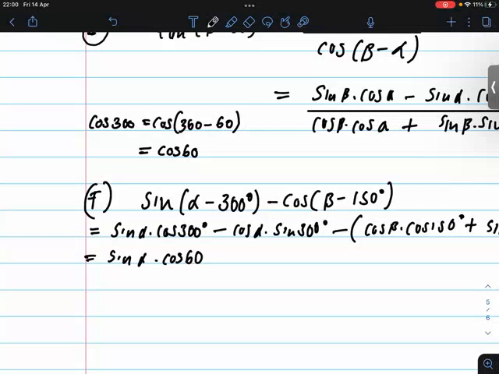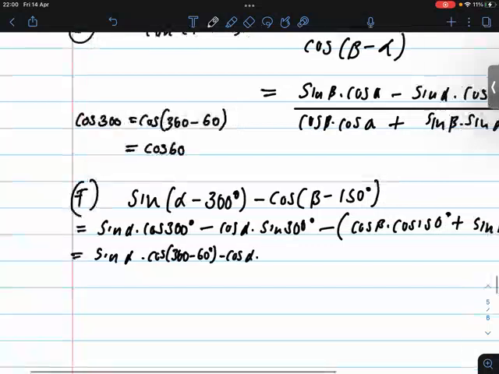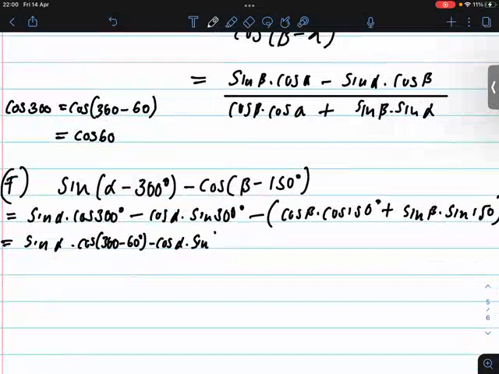Yes, sir. Let me explain this, guys. I was supposed to write another step of this. Actually, let me just do it so I don't confuse you. This is the same as cos of 360 minus 60, minus cos alpha. This is the same as sine of 360 minus 60, minus, and then you put in the bracket, cos beta.